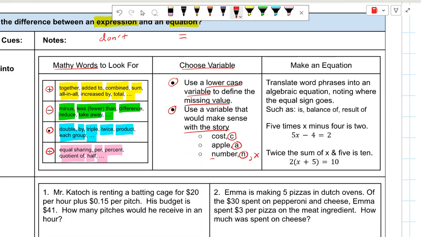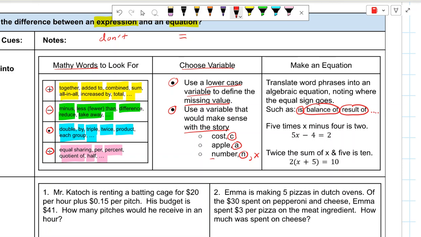But when you start dealing with the Google Forms, if you're looking for a certain amount of bananas, you want to put b equals 10 and not r equals 10. So b would make the most sense. Stepping into the last section here, make an equation. Translate word phrases into an algebraic equation, noting where the equal sign goes. Here's some words for equal signs. Is, balance of, result of, and there are so many others.